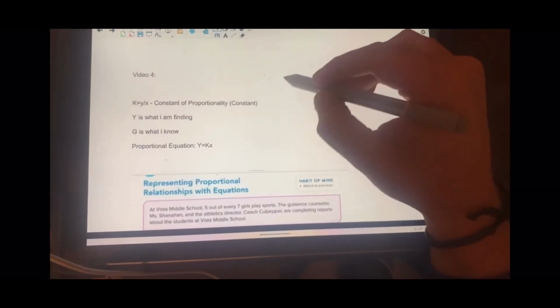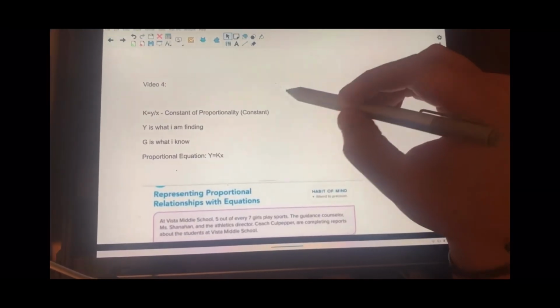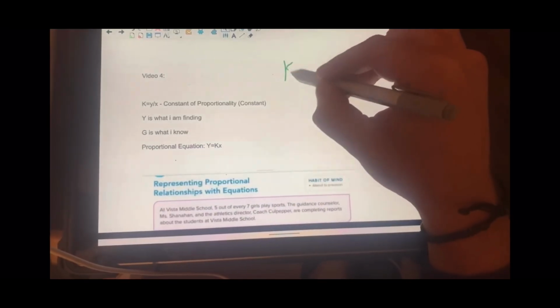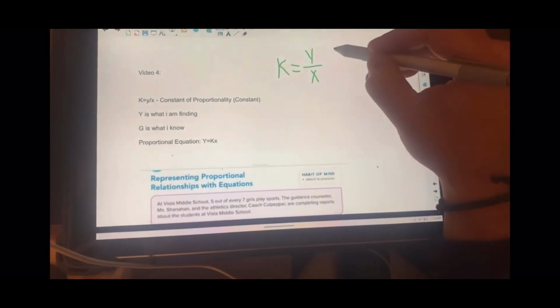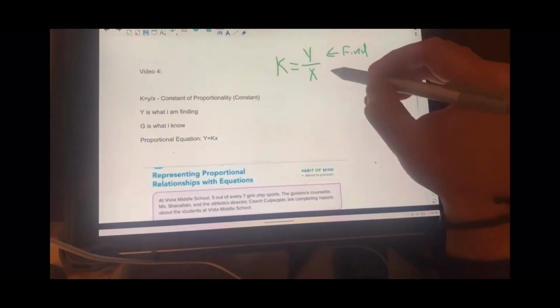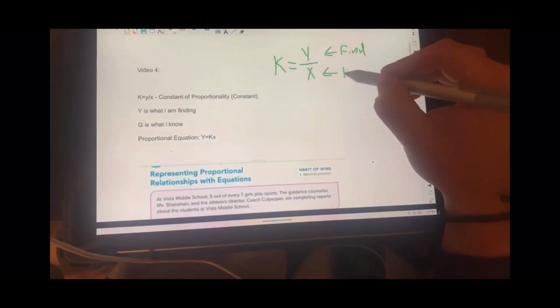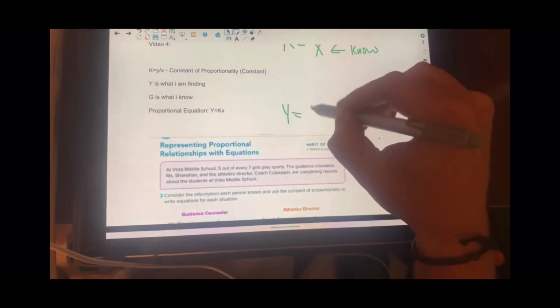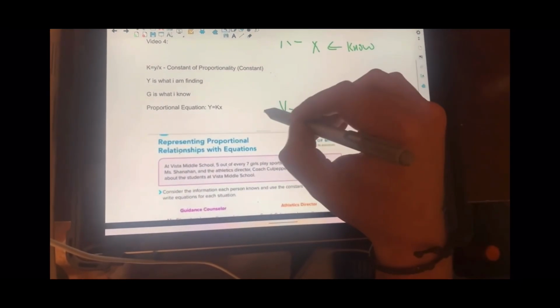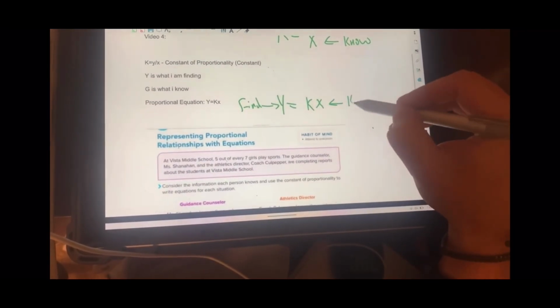In this video, we're going to learn how to set up and use proportional equations. One of our equations we've already kind of used before, we're just giving it an actual name. That's to find our constant of proportionality, which is k equals y over x. In both cases on these formulas, y is what I'm trying to find, and x is what I know. So it's what you're trying to find over what you know. The other equation is y equals k times x, where again, y is what you're finding and x is what you already know.